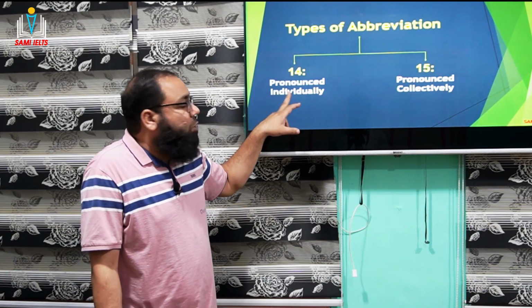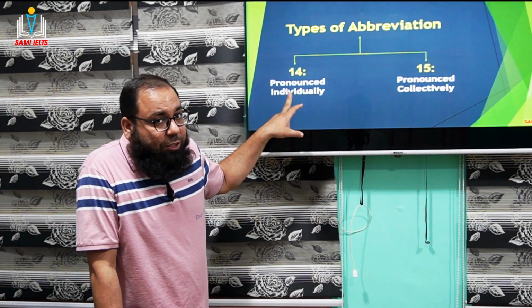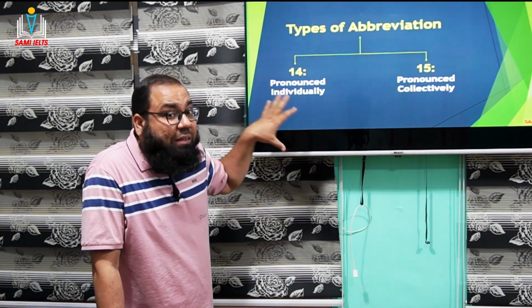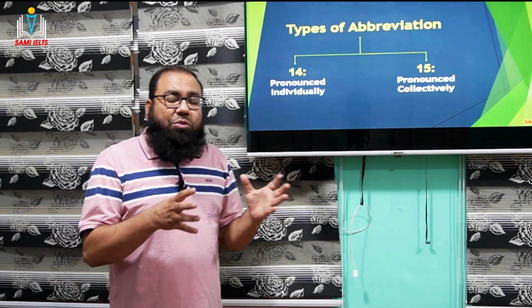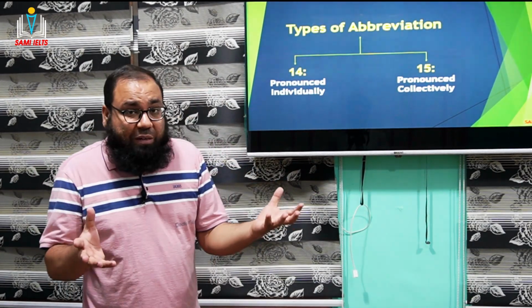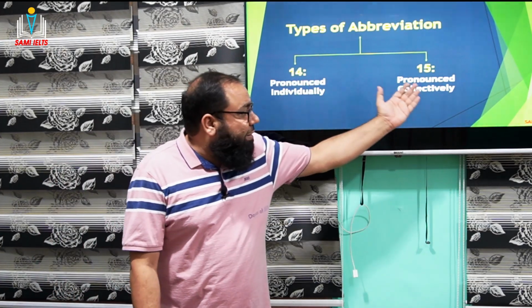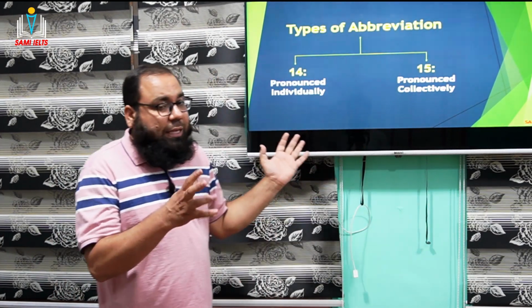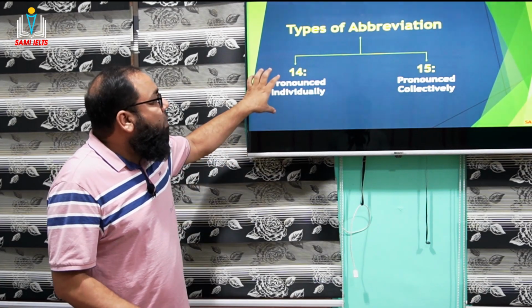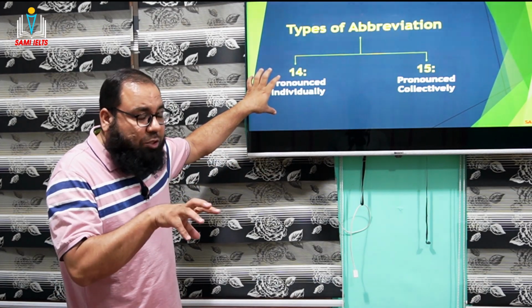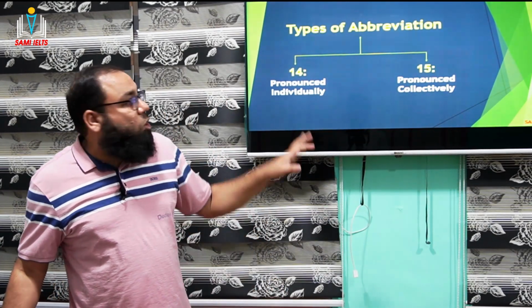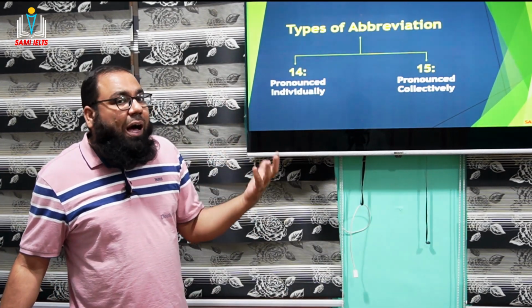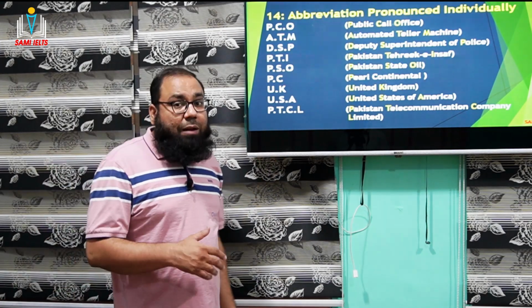So remember, students, the first type of abbreviation is called pronounced individually. Many abbreviations in English grammar are pronounced individually, separately, while some abbreviations are pronounced collectively. We'll discuss both types. Rule 14 is pronounced individually, and rule 14 is pronounced collectively. Let's discuss pronounced individually, how they look and what they are.